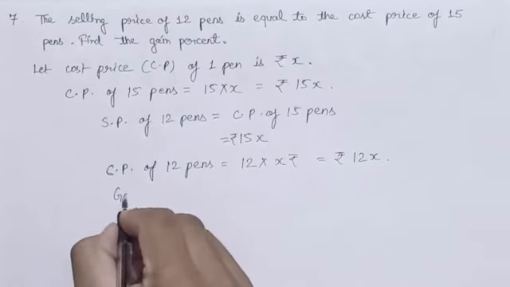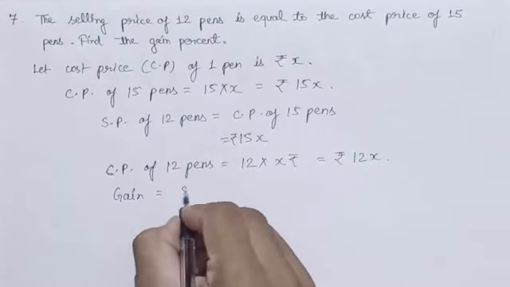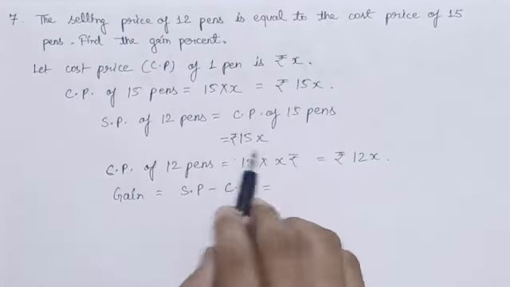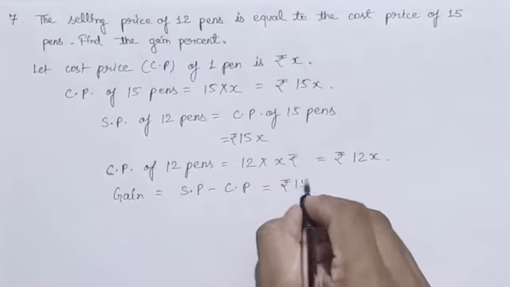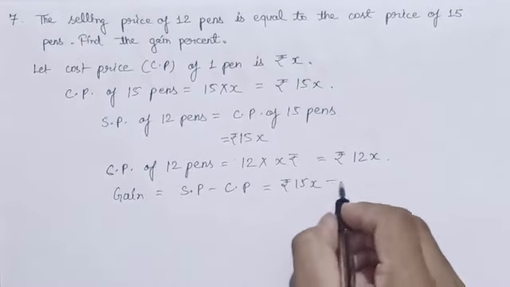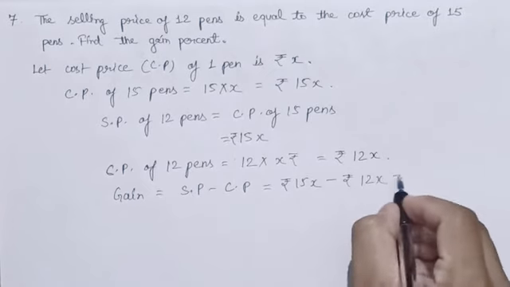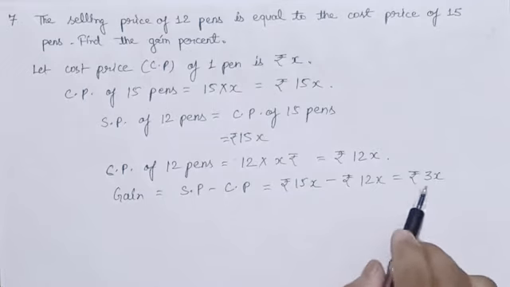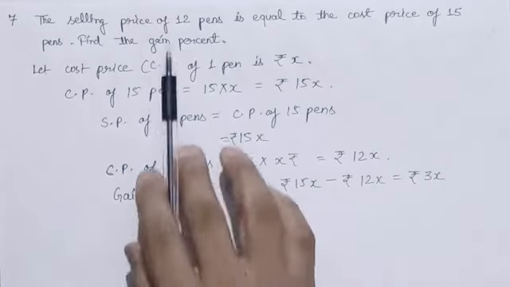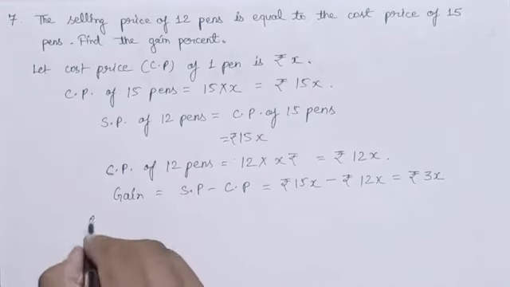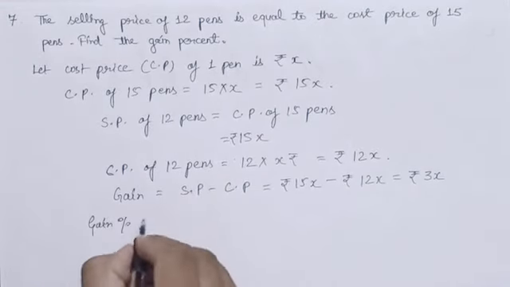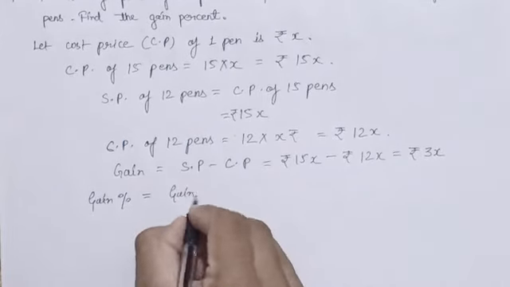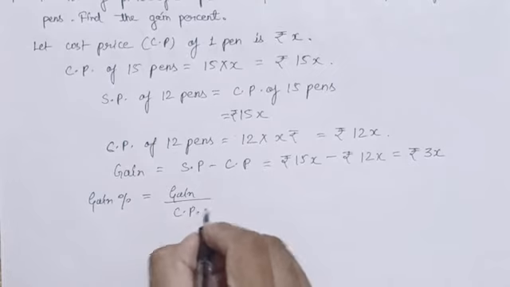So we can calculate gain equal to SP minus CP. So the SP is rupees 15X minus CP, which is rupees 12X. So it is equal to rupees 3X. It means there is a gain of rupees 3X on selling 12 pens. So we can calculate gain percentage. Gain percentage is equal to gain divided by cost price multiplied by 100%.